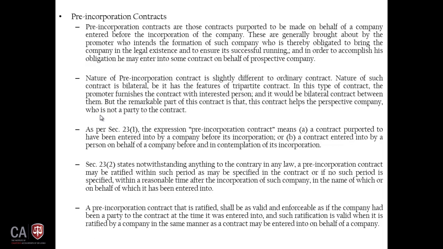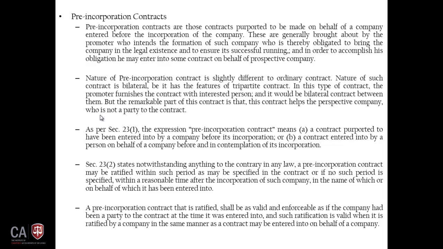As per section 23(1), the expression pre-incorporation contracts means this. And also about section 23, the pre-incorporation contract may be ratified within such period as may be specified in the contract, or if no such period is specified, within a reasonable time after the incorporation of the company in the name of which, on behalf of which it has been entered into.